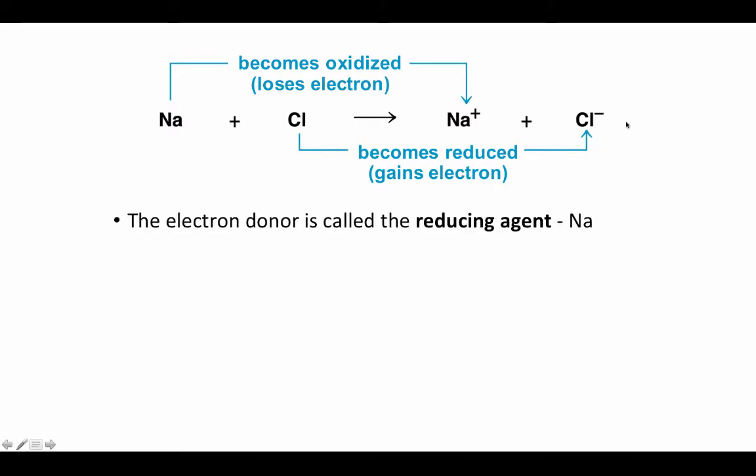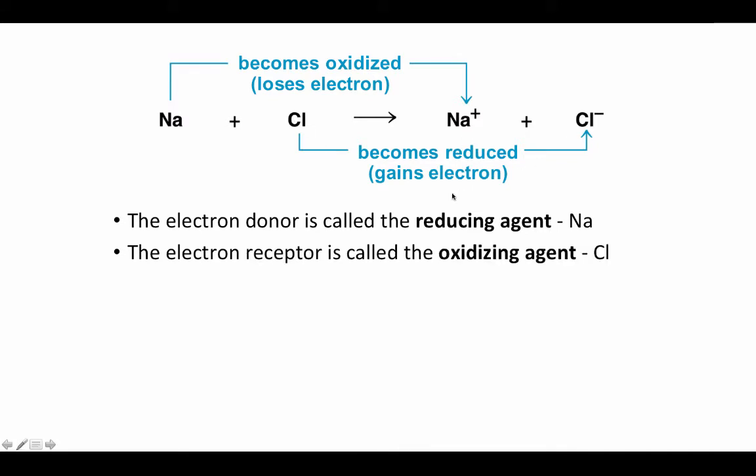The electron donor we refer to as the reducing agent. So in this case, sodium is the electron donor. This is the reducing agent that's going to reduce chlorine to chloride. The electron acceptor we call the oxidizing agent. It is going to oxidize sodium into the positively charged sodium ion by accepting that electron.